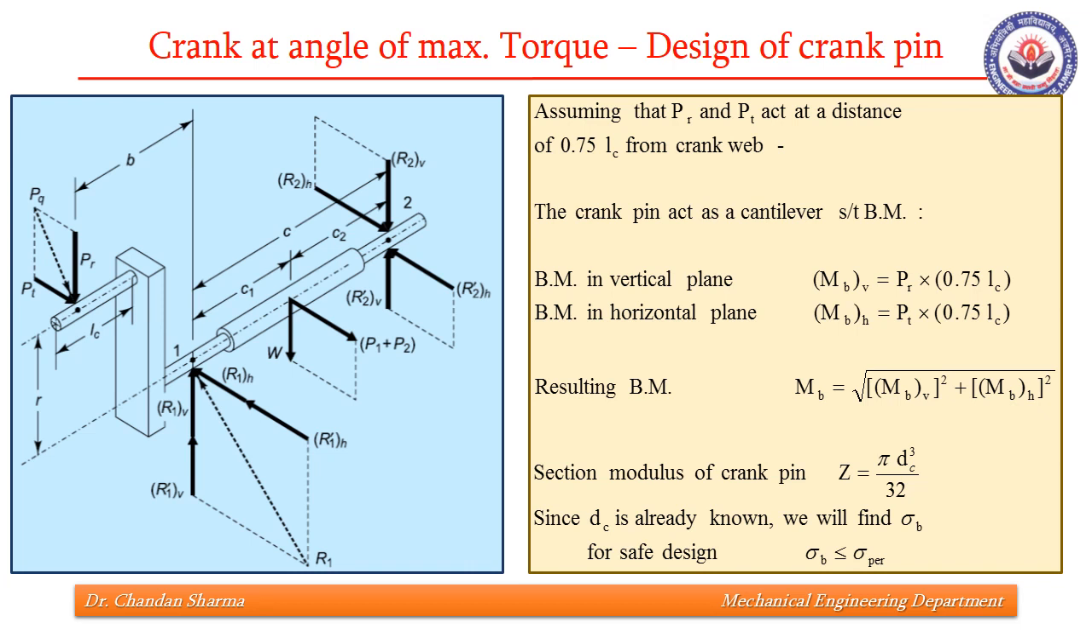So, since we have taken that, we'll assume the load to be acting at a distance of 0.75 LC from crank web. We found what is MBV, what is MBH, that is bending moment in the vertical plane and bending moment in the horizontal plane. We'll find resultant of these two. Z, which is section modulus of the crank pin, that is pi dc cube by 32. Since everything is known to us, we'll find the stress. This stress ought to be less than or equal to sigma permissible.